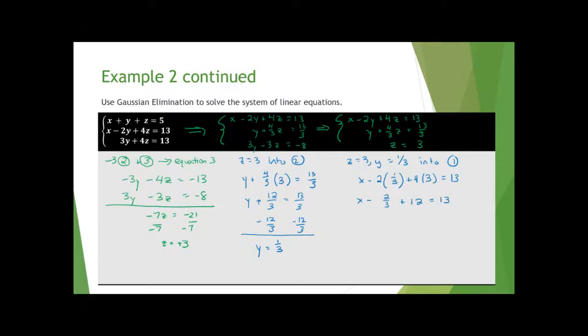Now, I'm going to subtract the 12 from both sides so I can deal with the fraction last, just because it's easier to do the easy stuff first and then deal with fractions. So I'm going to just subtract the 12 from both sides. That gives me x minus 2/3 equals 1, because 13 minus 12 is 1. So now I can add 2/3 to both sides, and this is a lot easier to do in my head. So we get x is equal to 1 2/3, which as an improper fraction is 5/3.